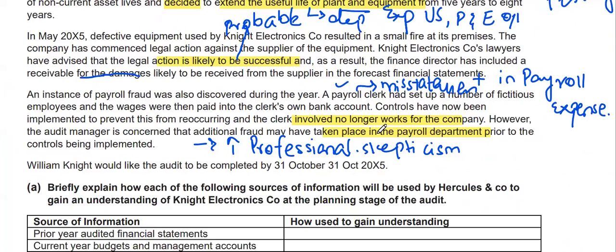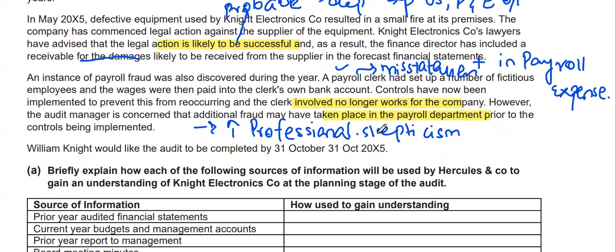In all the other risks, if you write increased professional skepticism, this will not get you any mark. The last one is that William Knight would like the audit to be completed by 31st October 20x5. Due to this, what will happen? It will further increase the detection risk on the part of our auditor.